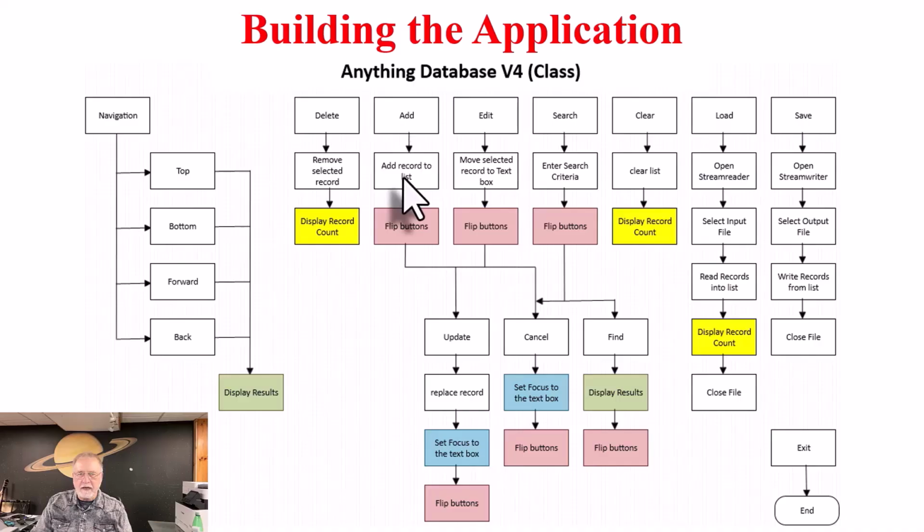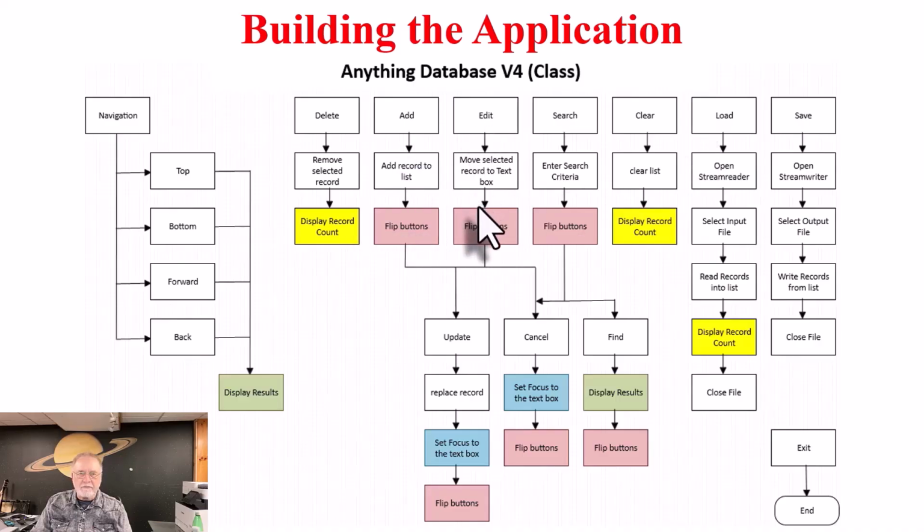Add is going to be adding a record to the list. We're going to flip buttons so that we can't let the user get out. He's going to have to either update or cancel. If he presses the add button and suddenly realizes he didn't want to do an add, he can cancel. Or if he does want to do the add, he can do an update and add the data to that. So those flip buttons are part of it.